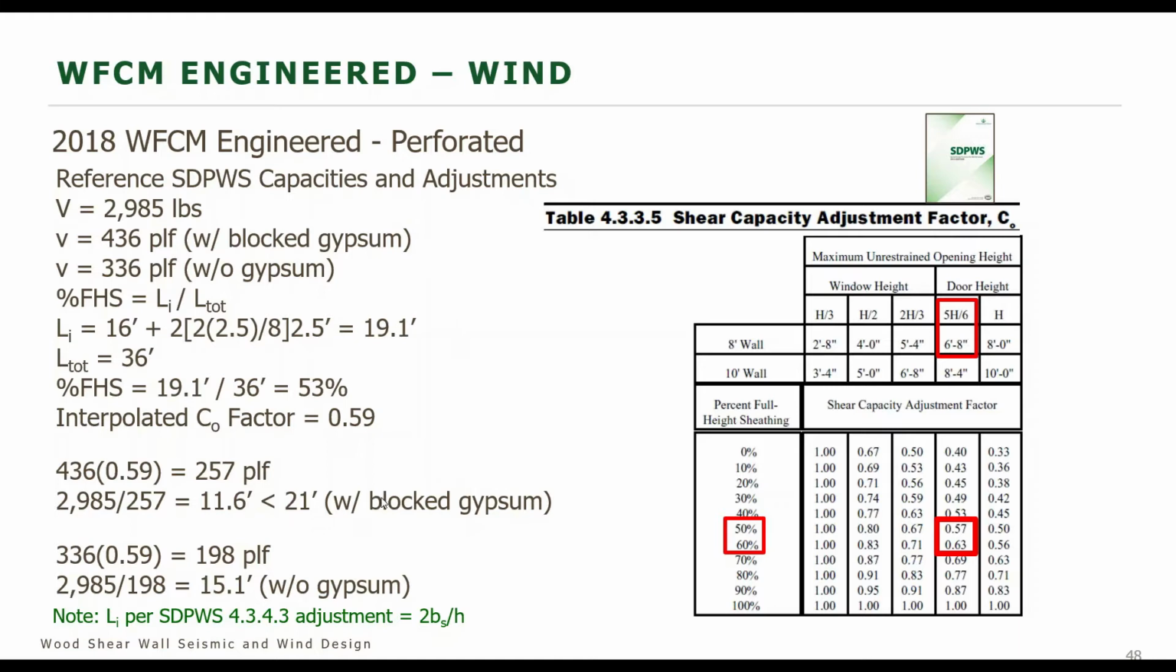the block gypsum. We run the same calculation for the wall without gypsum. We see that we're required to provide 15.1 feet of full height sheathing, which is still less than the 21 feet that we're providing, so we're okay.